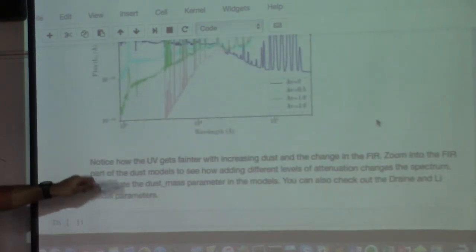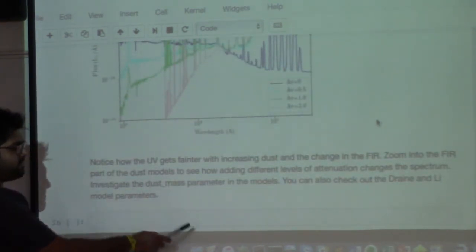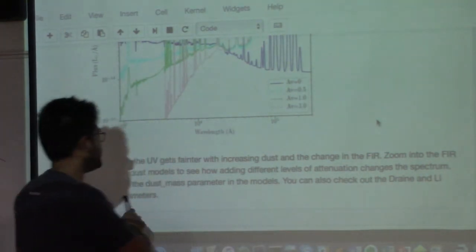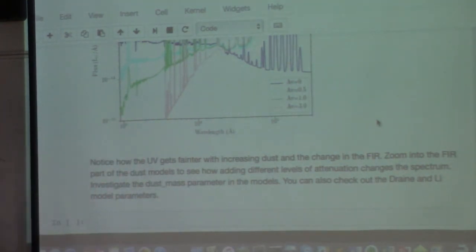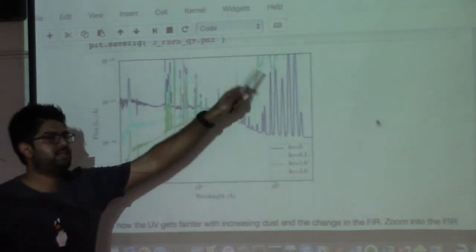So I made a small note here that you can look into dust mass, and there are also Draine and Li model parameters if you look at the PDF file, which will determine some parameters that give you the strength of these emission lines.